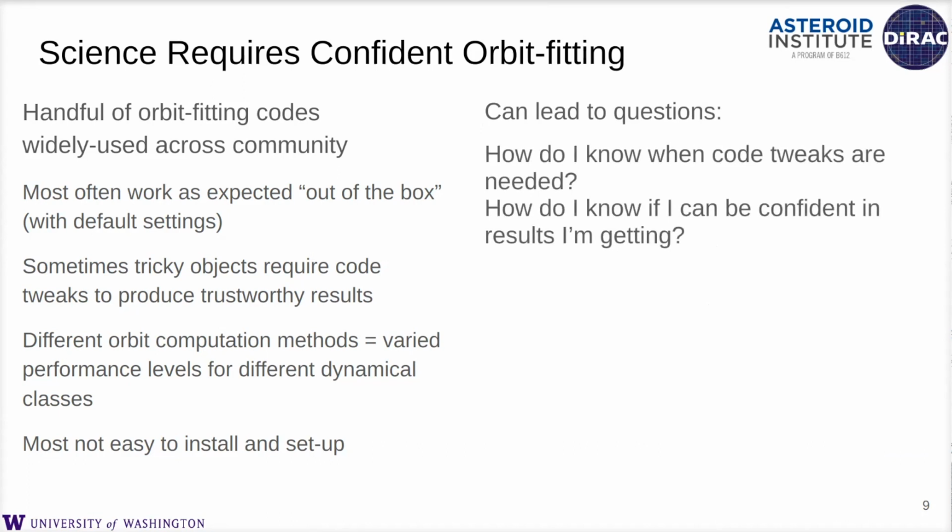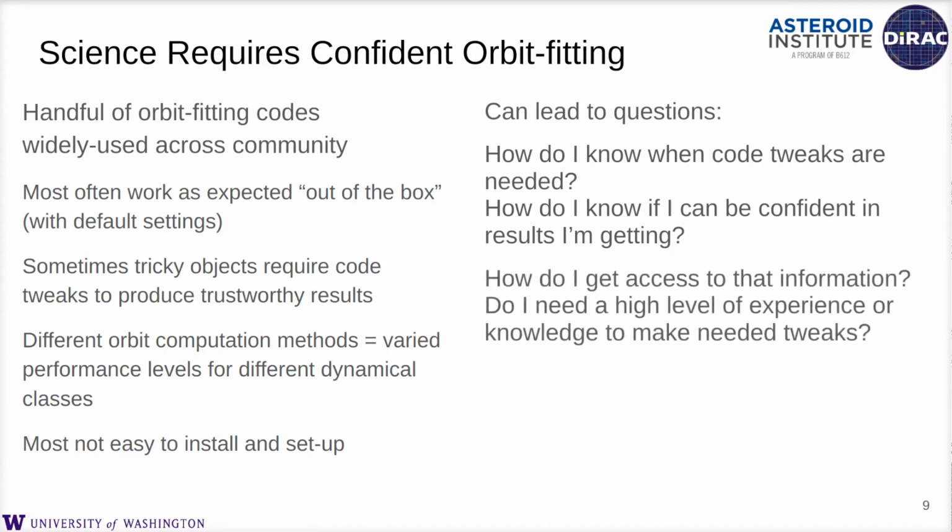So this can lead to questions such as, how do I know when I'm using one of these codes that I may need to actually make some of these adjustments to the code to get it to produce trustworthy fitted orbits coming back out for me? That is similar to asking the question of, how do I know if I can really be confident in the results that I'm getting back from these codes?